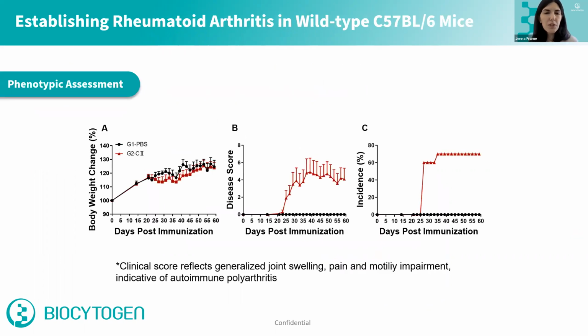So in this first proof of concept study, mice immunized with collagen-2, you can see that they gradually worsen clinically in terms of disease score, which reflects generalized joint swelling, pain, and mobility impairments. So these symptoms, as shown here on the right, are observed at about a 60% incidence in this strain.